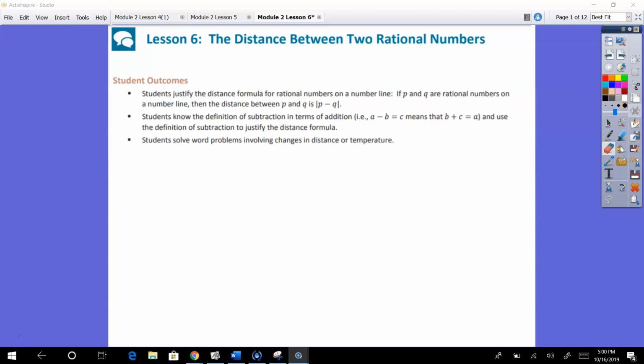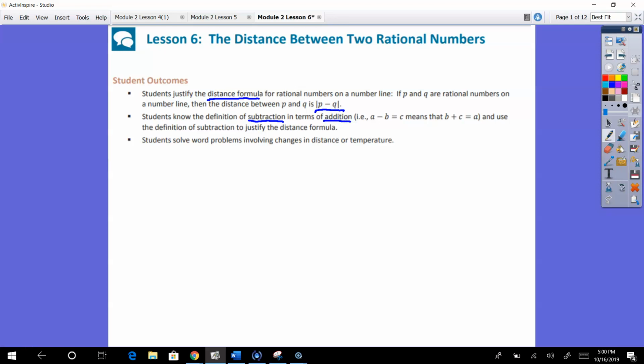Hi, this is Ms. Pellegrin, and today we're going to be looking at Module 2, Lesson number 6, the distance between two rational numbers. So today we're going to be looking at the distance formula and absolute value. And so our distance formula is the absolute value of P minus Q. And so then we're going to be looking at subtraction in terms of addition.